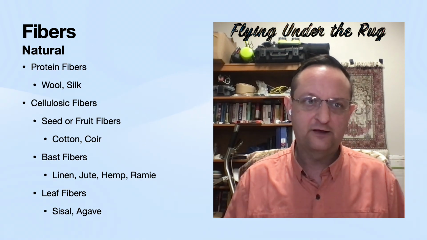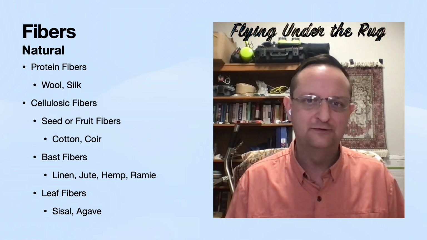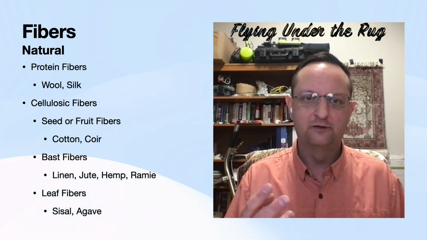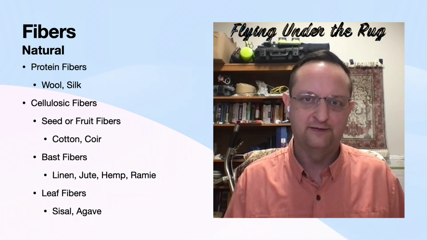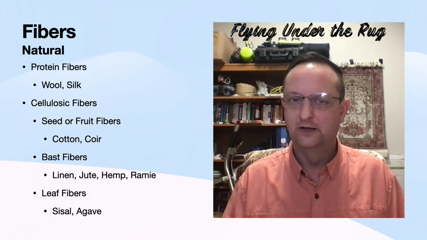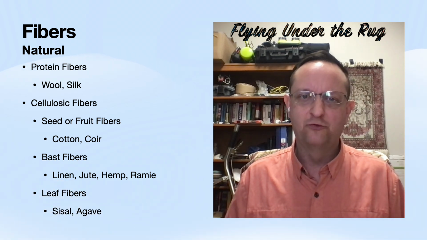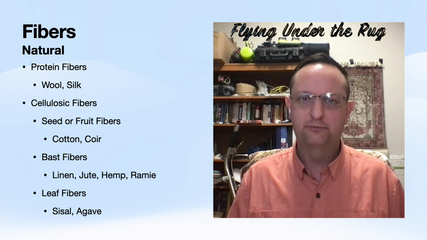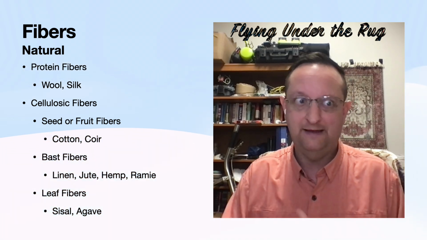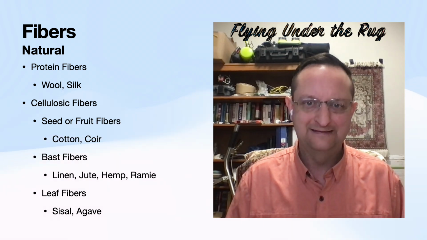Okay, let's talk about natural fibers first. There are basically 2 types of natural fibers. There's really 3, but the third one is mineral, and it's super, super rare to see that. We're talking gold, silver. So in most things, we're going to be looking at our protein fibers. Protein fibers come from animals. Protein, animal, kind of makes sense. Those are going to be wool and silk.